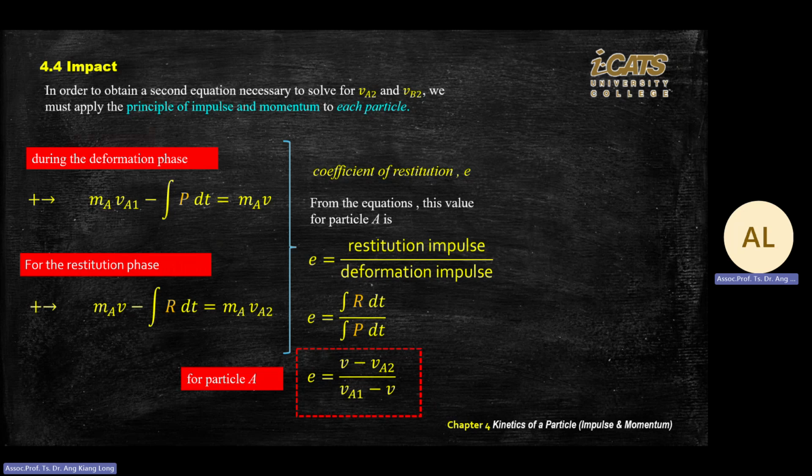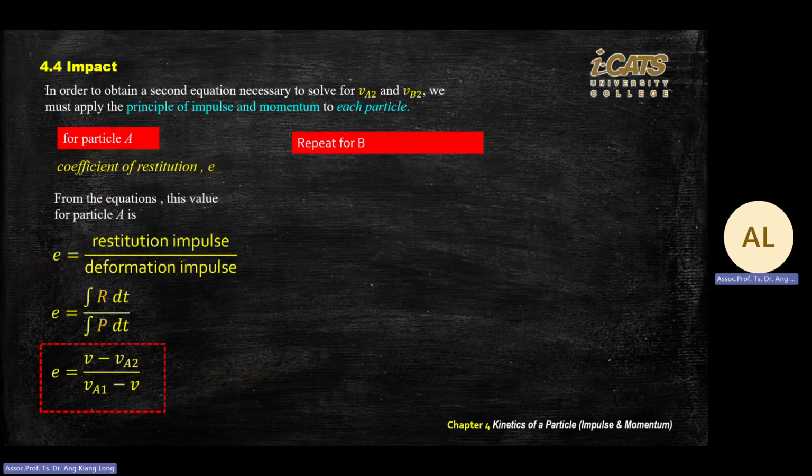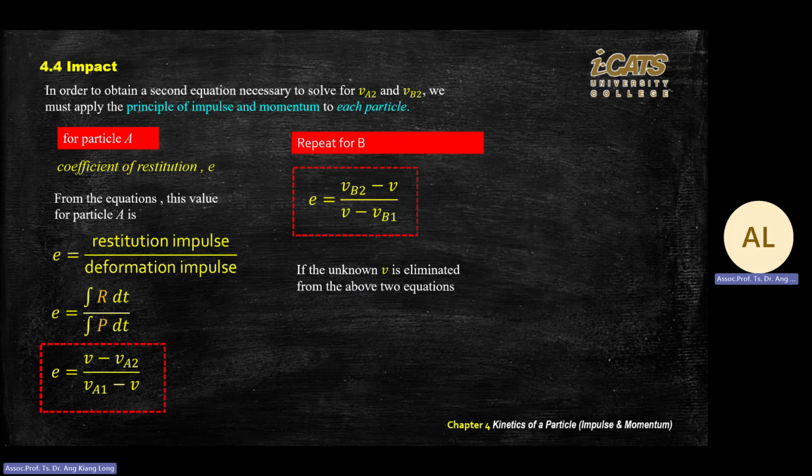Okay. So you do the same. I will not go to the B. It will be the same process. You can see you get a bit different structures. I will skip all the derivation steps. I straight away give you the final answer. If you do for B, you do all the steps together. You will arrive at E equal to VB2 minus V divided by V minus VB1.